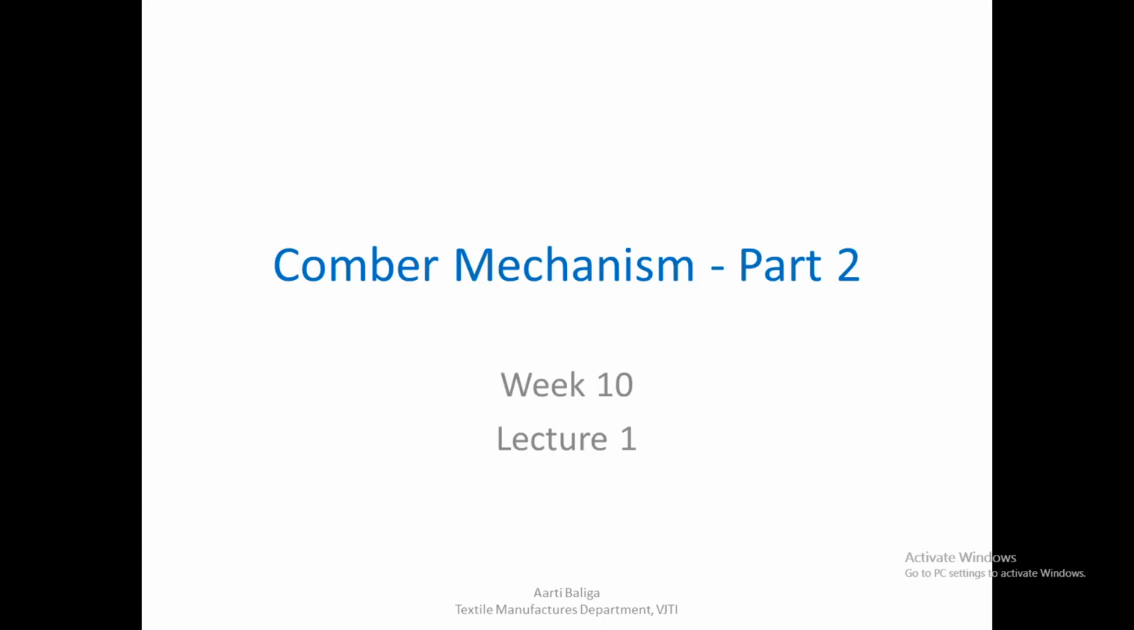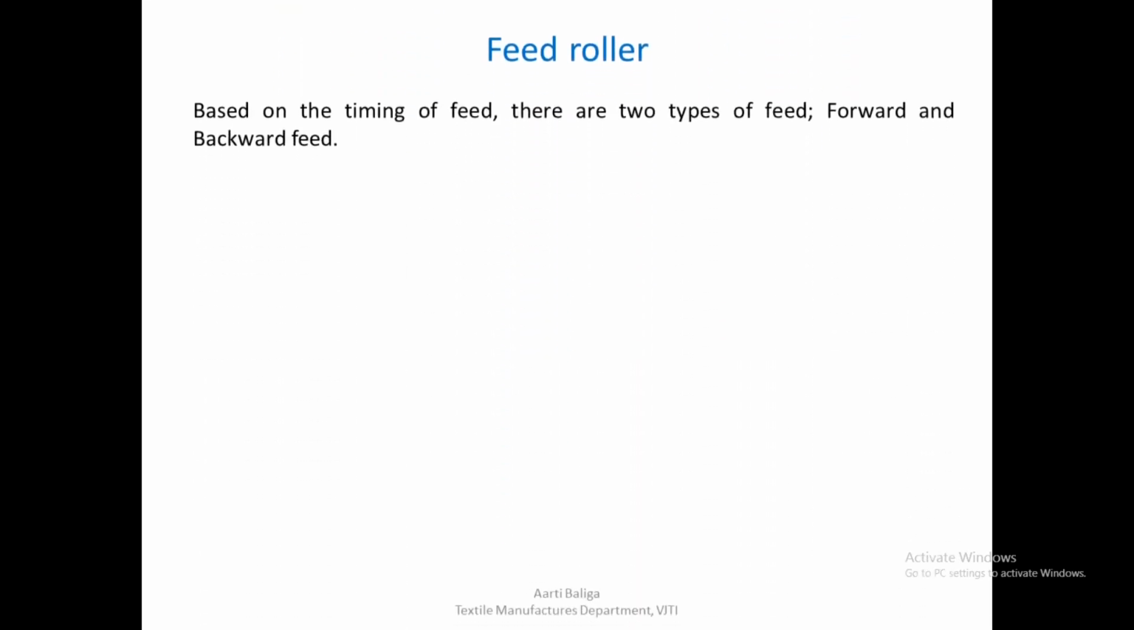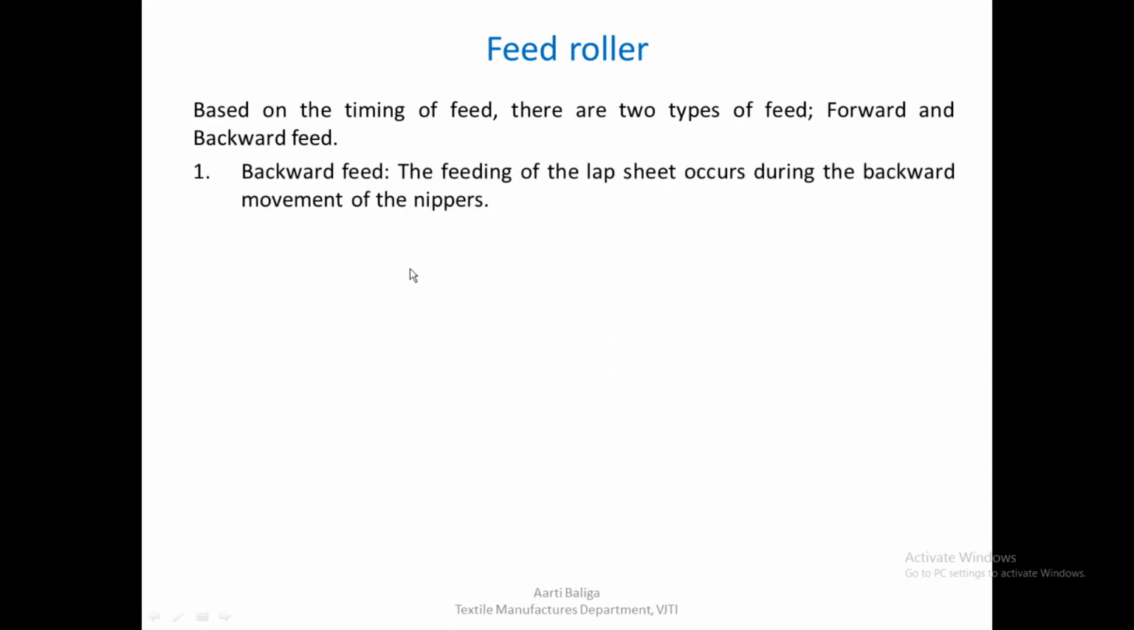Hello, today we shall see the Comber mechanism part 2, under which we will see the feed roller drive. Coming to the feed roller drive, based on the timing of feed, there are two types of feed, that is, one is forward and one is backward feed. Backward feed means that the feeding of the lap sheet occurs during the backward movement of the nippers.